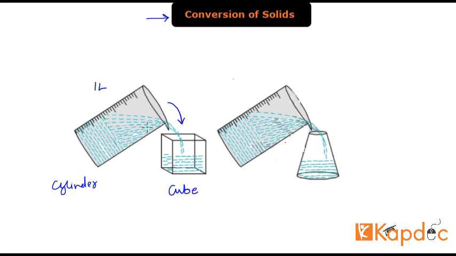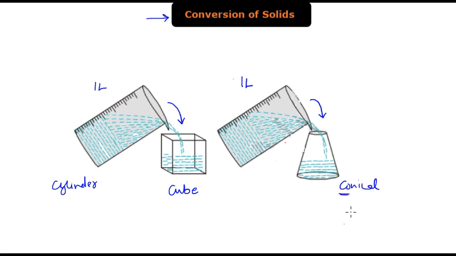So what happens? You can tell very easily that the water which is in the cylindrical shaped container will take the shape of the container into which it is being poured. Exactly. And if you were to do the same thing, the same 1 liter water, if you pour into a container that is conical in shape, the water will take the shape of this conical container.